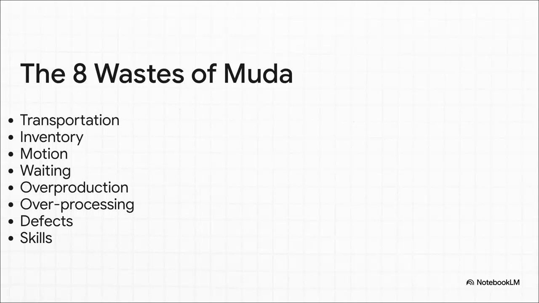You've got transportation, which is just moving stuff around more than you need to. Inventory, all that cash tied up in things just sitting on a shelf. Motion, so wasted human effort, people walking back and forth. Waiting, just dead time. Then there's overproduction, making more than is needed right now. Overprocessing, doing extra work the customer doesn't even value.